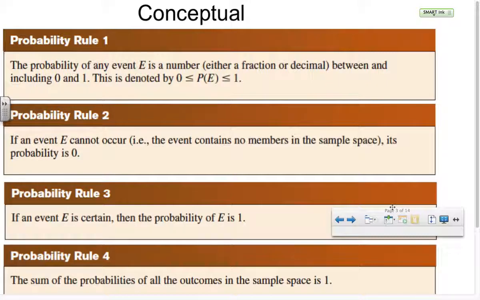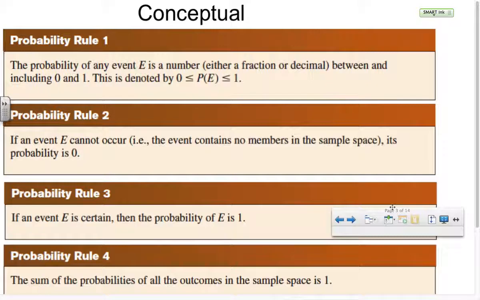Probability rule number 2. If an event cannot occur, for example, if I'm rolling a single die and I say, what's the probability that I roll a 7? The probability is 0. That's probability rule number 2. I hope that one is common sense. If an event is certain, the probability is 1. So for example, if I roll a die and I ask, what is the probability that I will get either a 1, a 2, a 3, a 4, a 5, or a 6? Well, the probability is 1, because I will get at least one of those numbers.